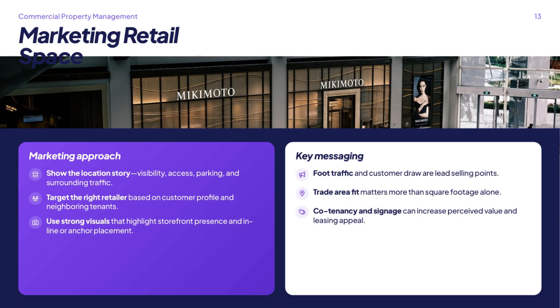It's important to remember that a good trade area fit carries more weight than just square footage alone. Additionally, co-tenancy and signage opportunities can boost the perceived value of your space and make it more appealing to prospective tenants. All these aspects come together under strong commercial property management, which supports successful leasing and long-term value.